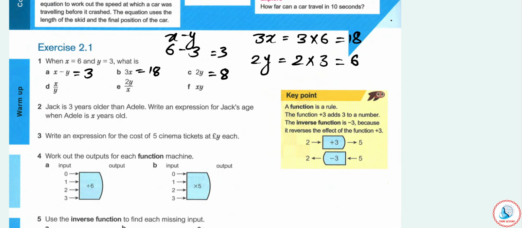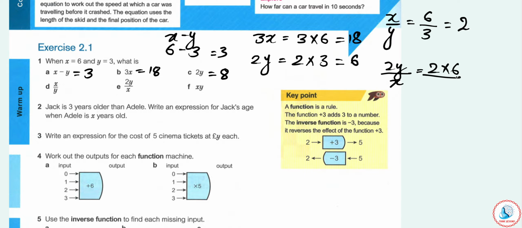Now for question D, it's x over y. So the value of x is 6 and the value of y is 3. Now it will be 2. For question E, 2y over x. 2 times the value of y, which is 3, is 6, and the value of x is 6. So 2 times 3 is 6 over 6 and the answer will be 1.